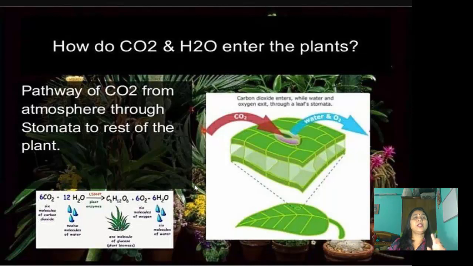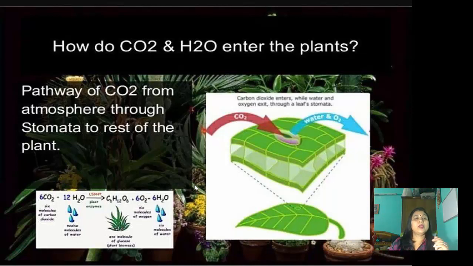And in the cell, there are chloroplasts which have chlorophyll which traps the sunlight, and inside the cell, this reaction takes place, and what is formed? Food is prepared by the plants. This food is prepared in the form of a sugar known as glucose. You can see the reaction.